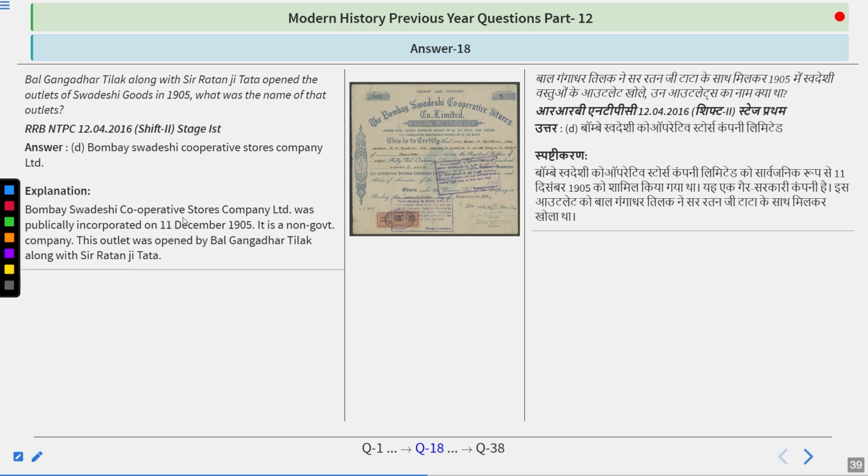So Bombay Swadeshi Cooperative Stores Company Limited was publicly incorporated on 11th December 1905. It is a non-government company. This outlet was opened by Bal Gangadhar Tilak along with Sri Ratanji Tata.